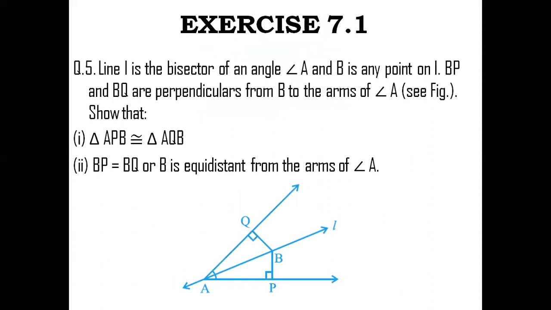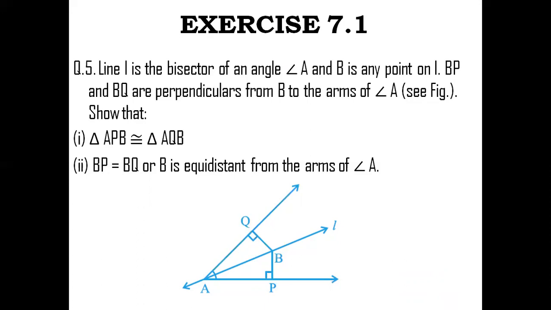Exercise 7.1, question number 5. It says that line L is a bisector of angle A. What does bisector mean? Bisector means two equal parts. So line L is the bisector of angle A, and B is any point on L. If you look at the figure also, yes, B is a point on the line L.